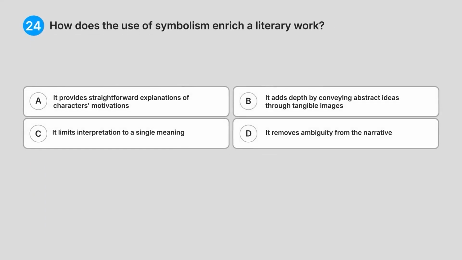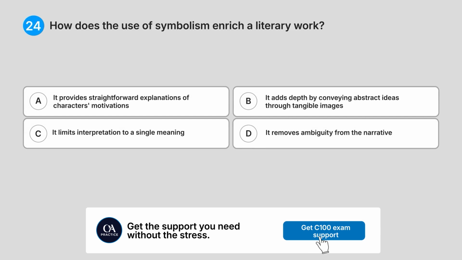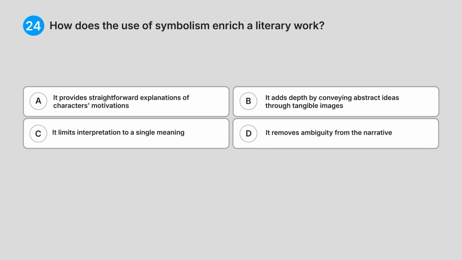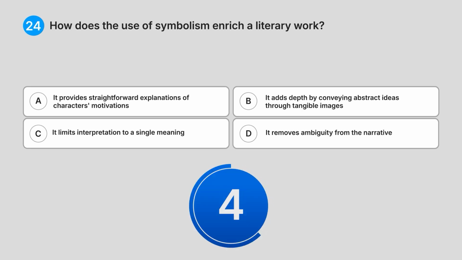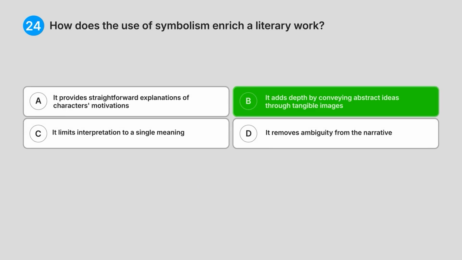24. How does the use of symbolism enrich a literary work? A. It provides straightforward explanations of characters' motivations. B. It adds depth by conveying abstract ideas through tangible images. C. It limits interpretation to a single meaning. D. It removes ambiguity from the narrative. Do you know the answer? Correct answer, B. It adds depth by conveying abstract ideas through tangible images.